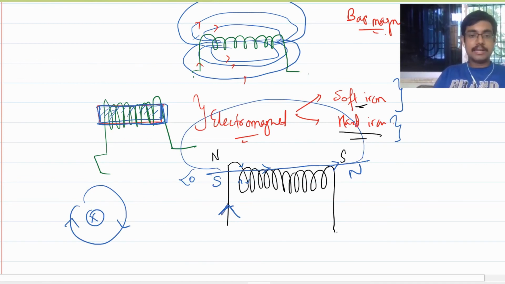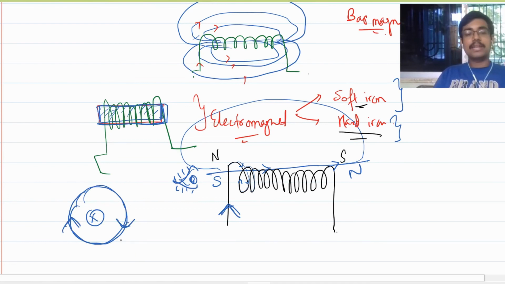So suppose current is going in this direction and you are seeing the direction of current like this. If you see it from here, if you put your eyes here, you would see the current in this direction. Is this clear? Up to this? You will see current like this.